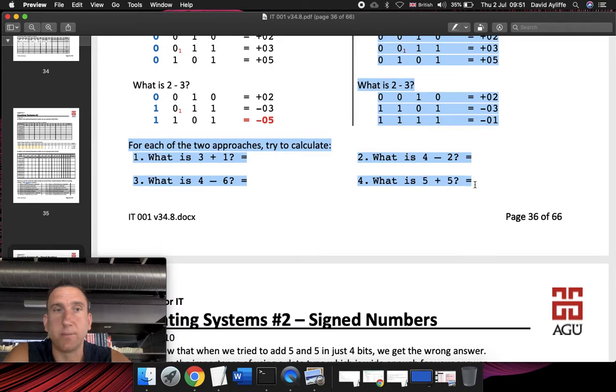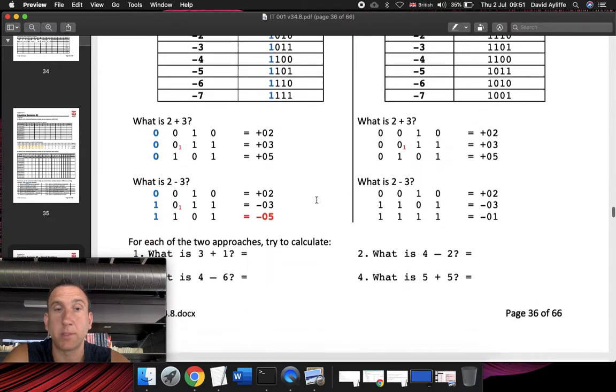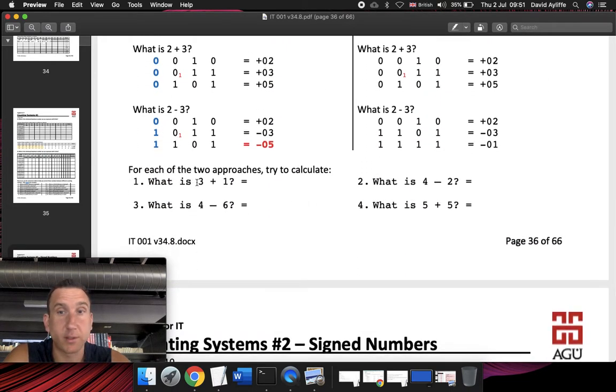Now, a task for you. For each of these two approaches, sign and magnitude and 2's complement, try to do this maths. What is 3 plus 1 using this approach and using this approach? What's 4 minus 2? What's 4 minus 6? And this one's tricky: what is 5 plus 5? On your notebook, on some scrap paper, pause the video. When you're ready to check the answers, we will check together.